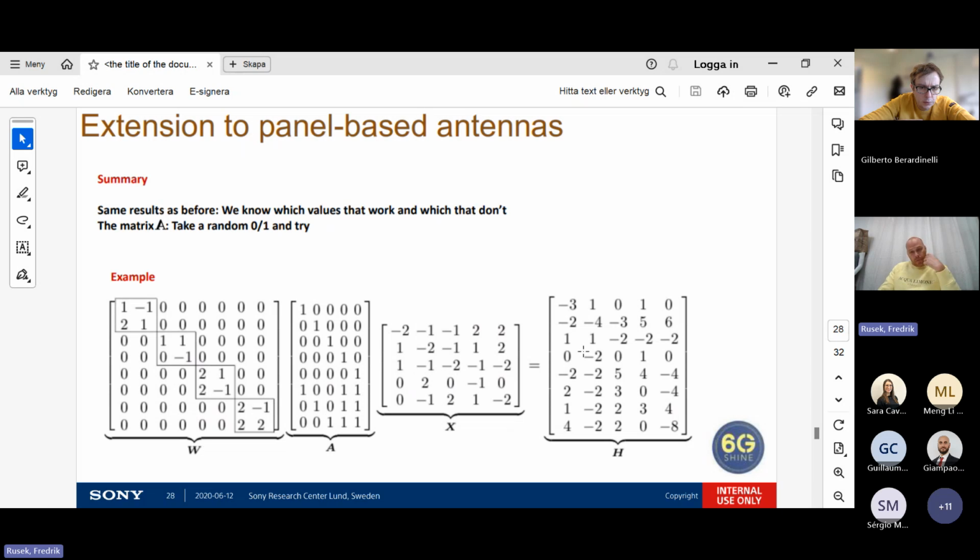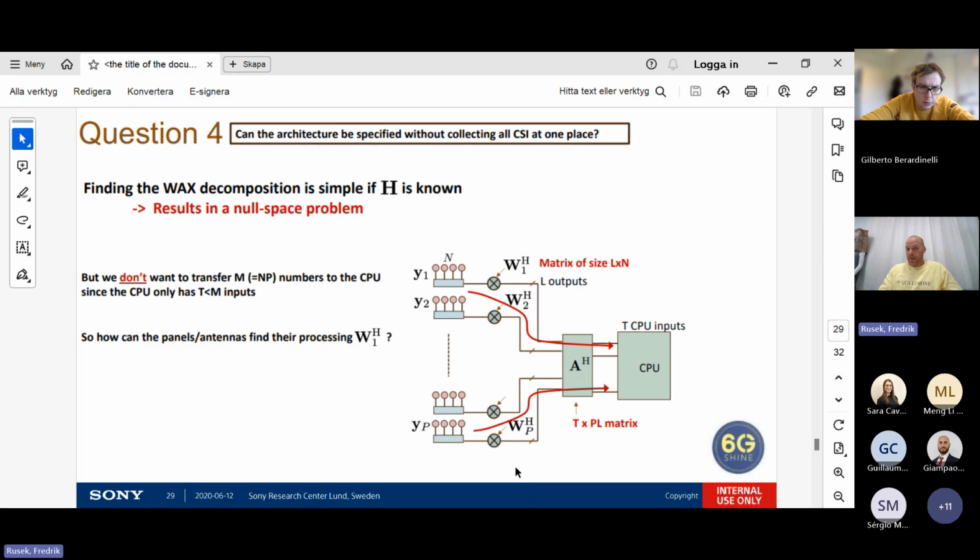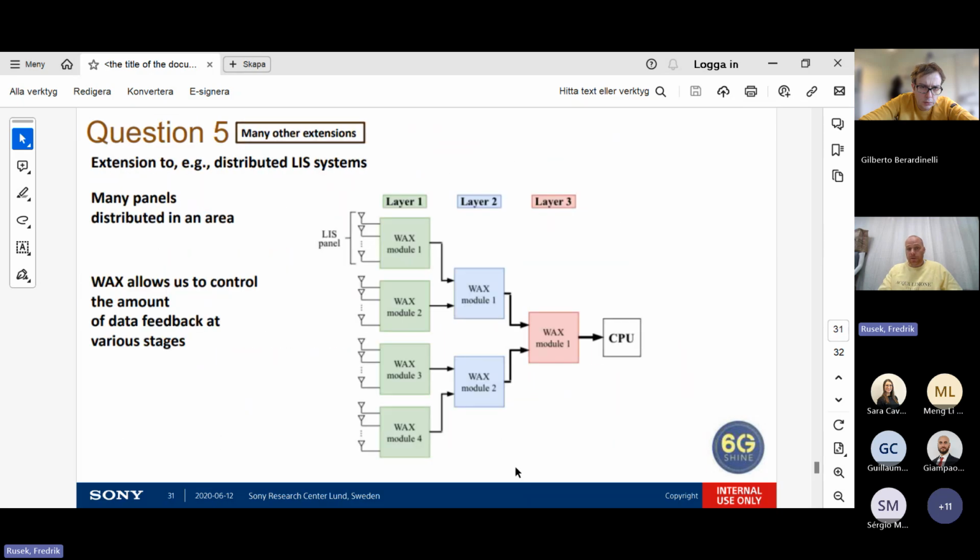So for a new H, a new channel matrix, A is fixed, and you update this part and you update X. And the existence of a wax decomposition guarantees that you have optimum performance. And I think my time ran out, but I was basically done.